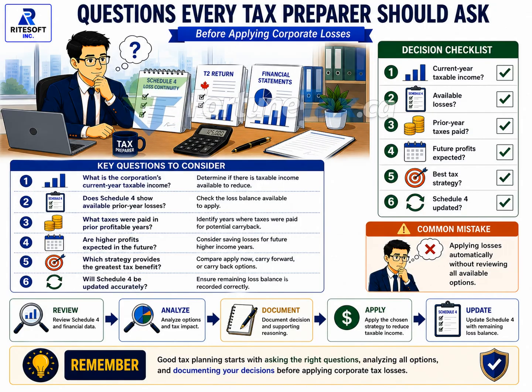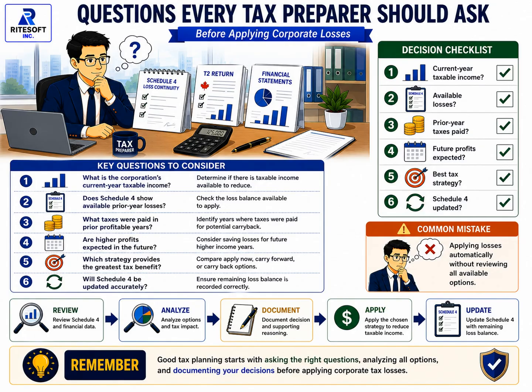Finally, confirm that Schedule 4 will be updated accurately after the decision has been made. The amount of loss used and the remaining balance must be recorded correctly so future tax returns continue with accurate information. One of the most common beginner mistakes is automatically applying losses without first reviewing all available options.